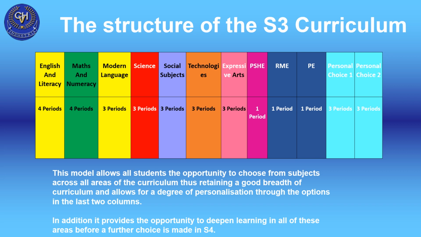And on the end there of the columns, you will see that there is personal choice 1 and 2, and 3 periods will be allotted to each of those personal choices. The model allows our pupils the opportunity to choose from subjects across all areas of the curriculum, so it gives them good breadth, and we've talked about why that's necessary, so they develop the necessary knowledge and skills to equip them for life beyond school, and allows for a degree of personalisation, so they start to have a say about what they are going to study based on the experience that they've had in S1 and S2.